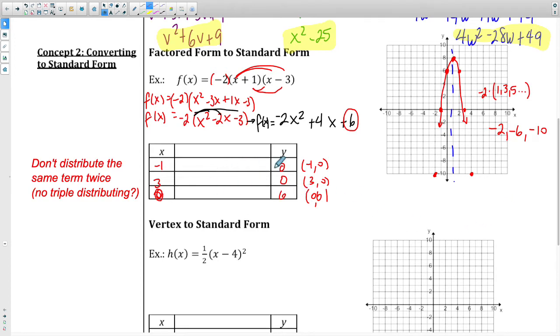All right, this table is for, just a reminder, you can always use a table of values if you need to. I don't think we need to on this one. I think we know how to do this without a table of values.